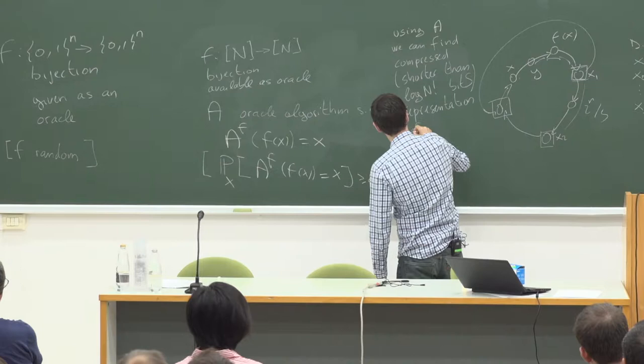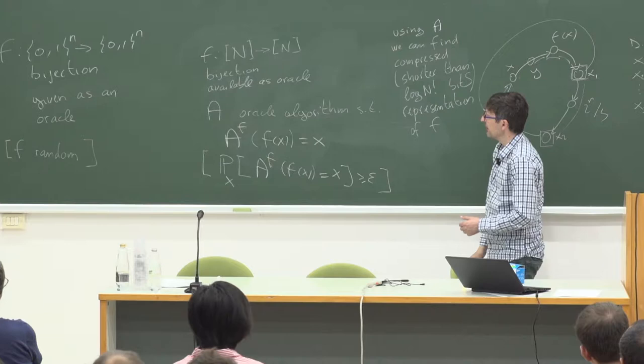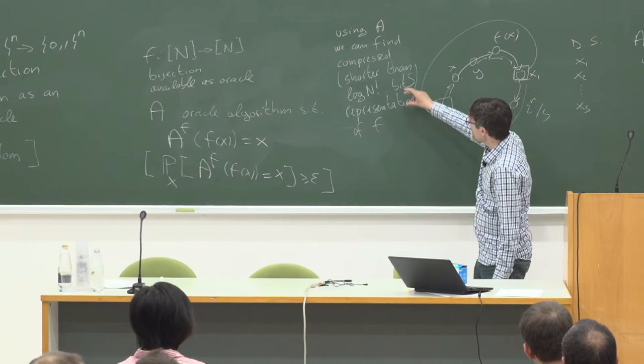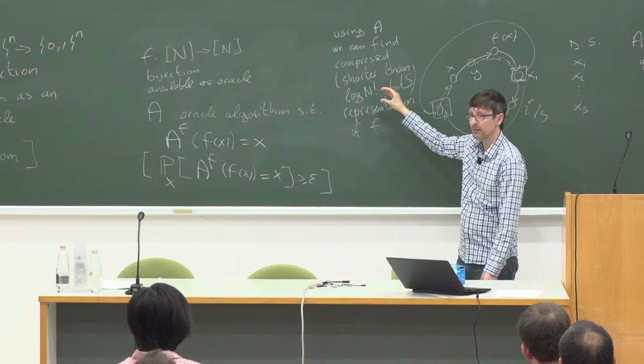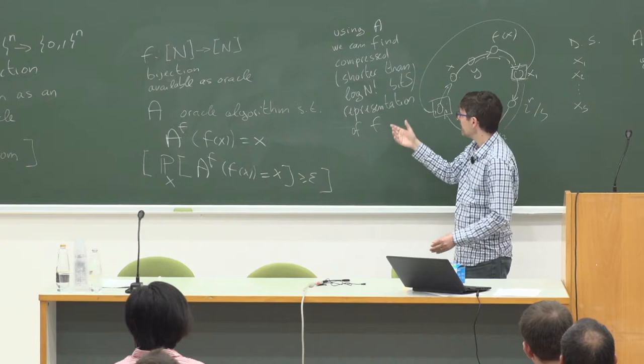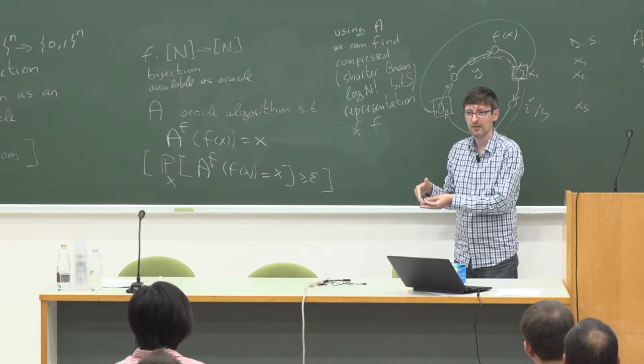Now, if F is chosen as a random bijection, it cannot be compressed by more than a constant number of bits, except with small probability over the randomness of F. So, however many bits this representation is shorter than log of n factorial, those bits have to be in A. So A must contain an amount of information about F which is at least the difference between how much we can compress F and the best possible compression of F without any additional information about it.